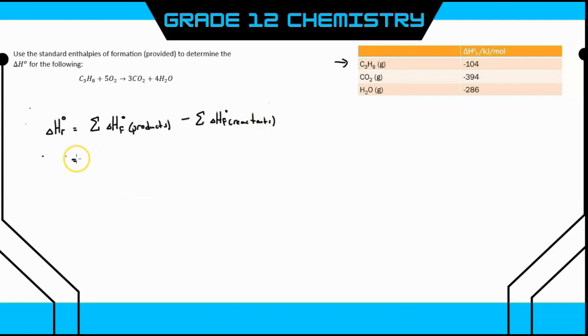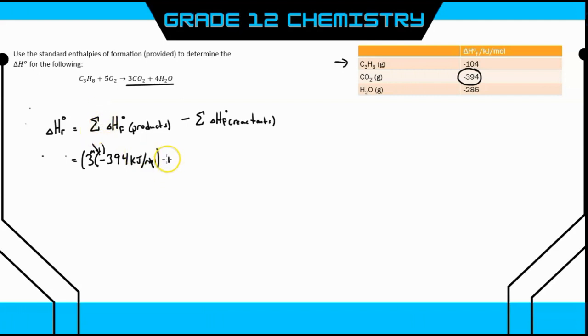Right, so for this one, let's start with our products. So here are our products. First we have 3 moles of carbon dioxide. Now carbon dioxide, the enthalpy of formation is minus 394 kilojoules per mole. The moles will cancel because we're multiplying by 3 moles. Actually, let me write that in so we can see them cancel there. There, moles cancel.